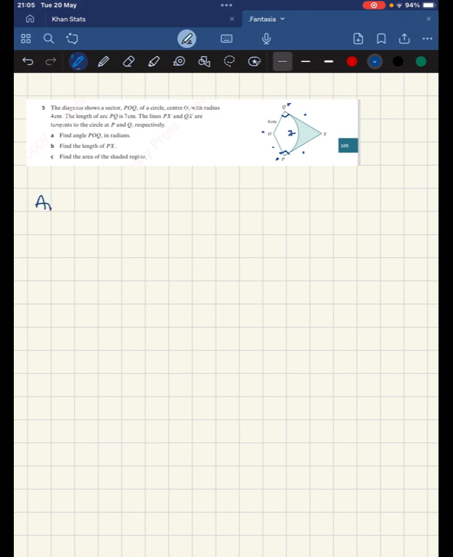So we know that an arc length is equal to the radius times the angle that the arc subtends, right? Therefore, we can say from there that we have an arc of 7 is equal to 4 theta, and theta is going to be 7 divided by 4. So that is our angle, right? So that's A. And then B, they say find the length of PX, right?